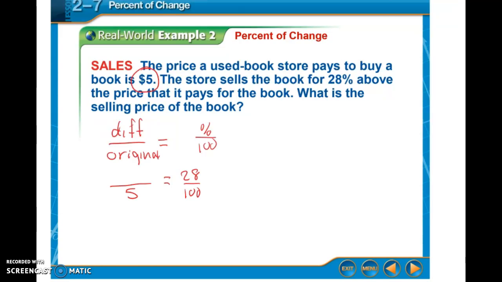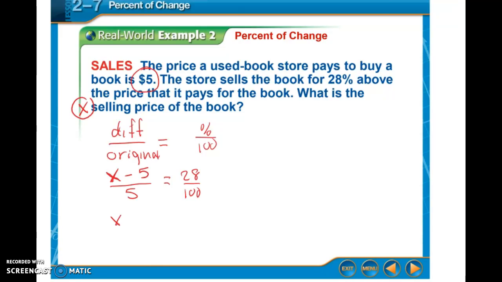Well, the difference for this, I'm going to use the letter X for the new price. So I'm going to call that X. X is the selling price of the book. I know I can do X minus 5. And it doesn't matter which way you do this. I mean, you could do new minus original and just stick to that. Usually that works best. But for things like this, just do what you can with the difference up there.